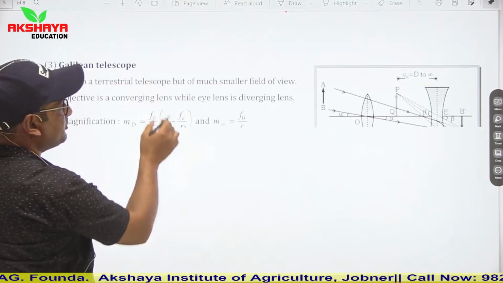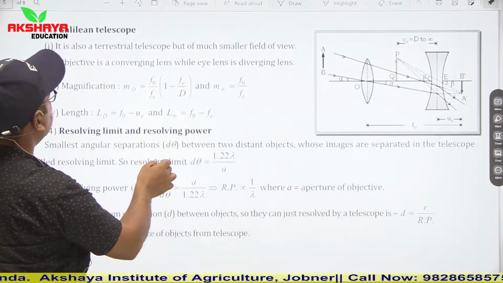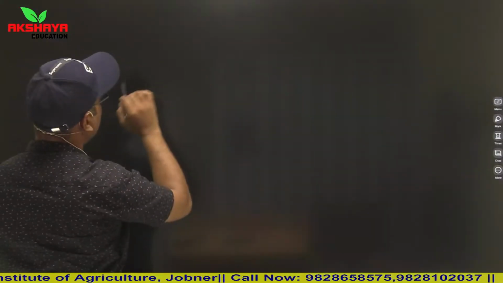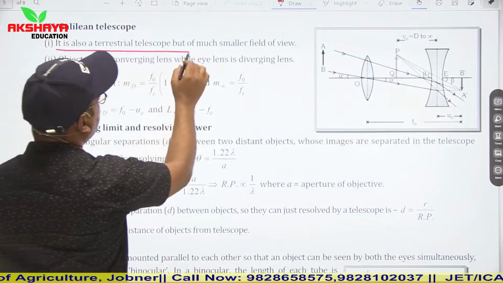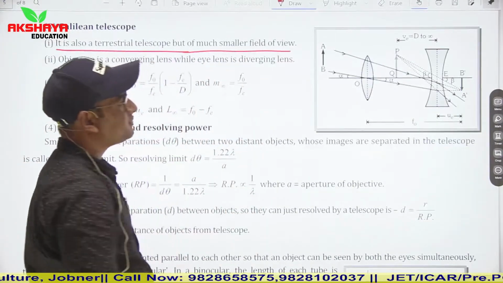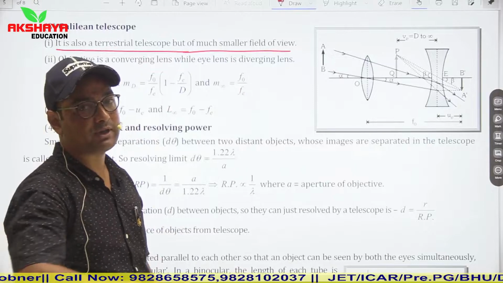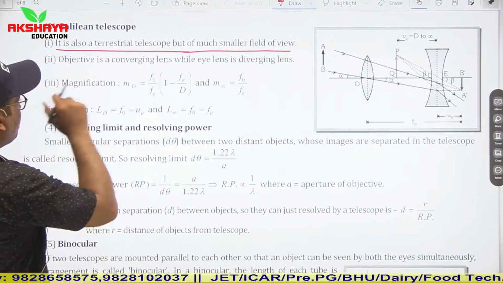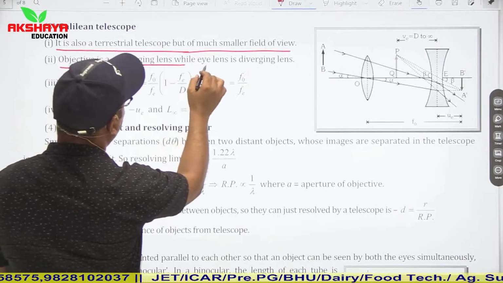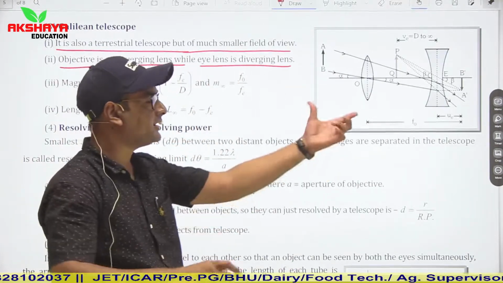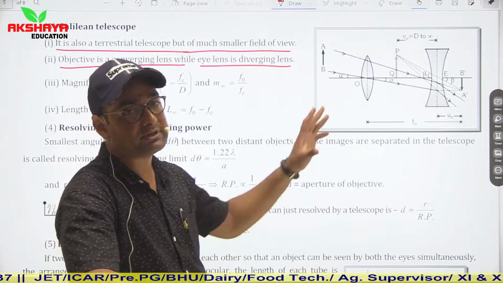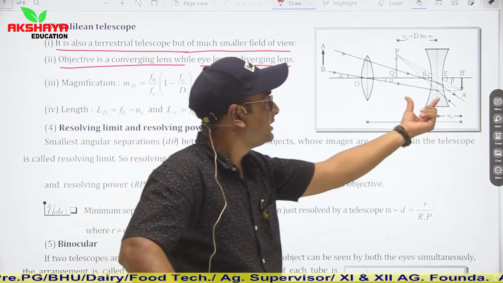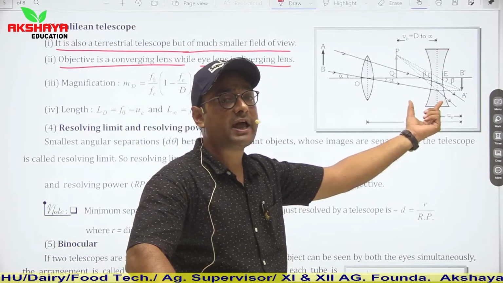Then the Galilean telescope. It is also a terrestrial telescope but of much smaller field of view. So here the field of view is much smaller. In a very small region it can be seen. The objective is a converging lens while the eye lens is a diverging lens. You can clearly see from its ray diagram that the objective lens is converging while here the eye lens is of diverging nature.